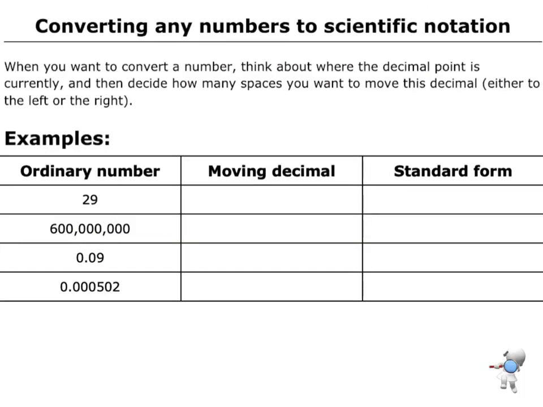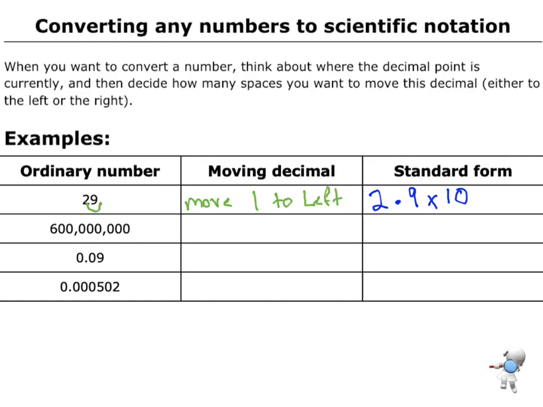Now let's think about converting these numbers to scientific notation. So if I take the number 29, I want you to think, well, where is the decimal point? And at the moment, the decimal point would be 29 point something or other. Okay, so that's where the decimal point is. We want to make this number into 2.9 times 10 to the power of something. All right, so I want to move that decimal point over once to the left.